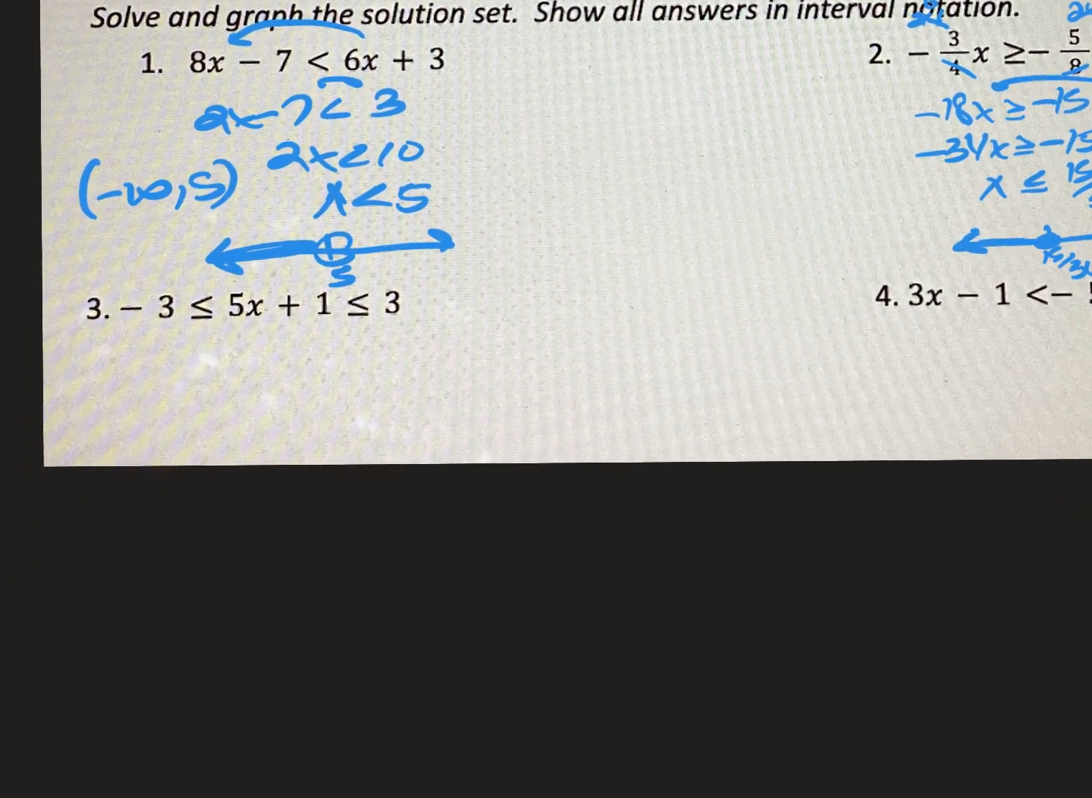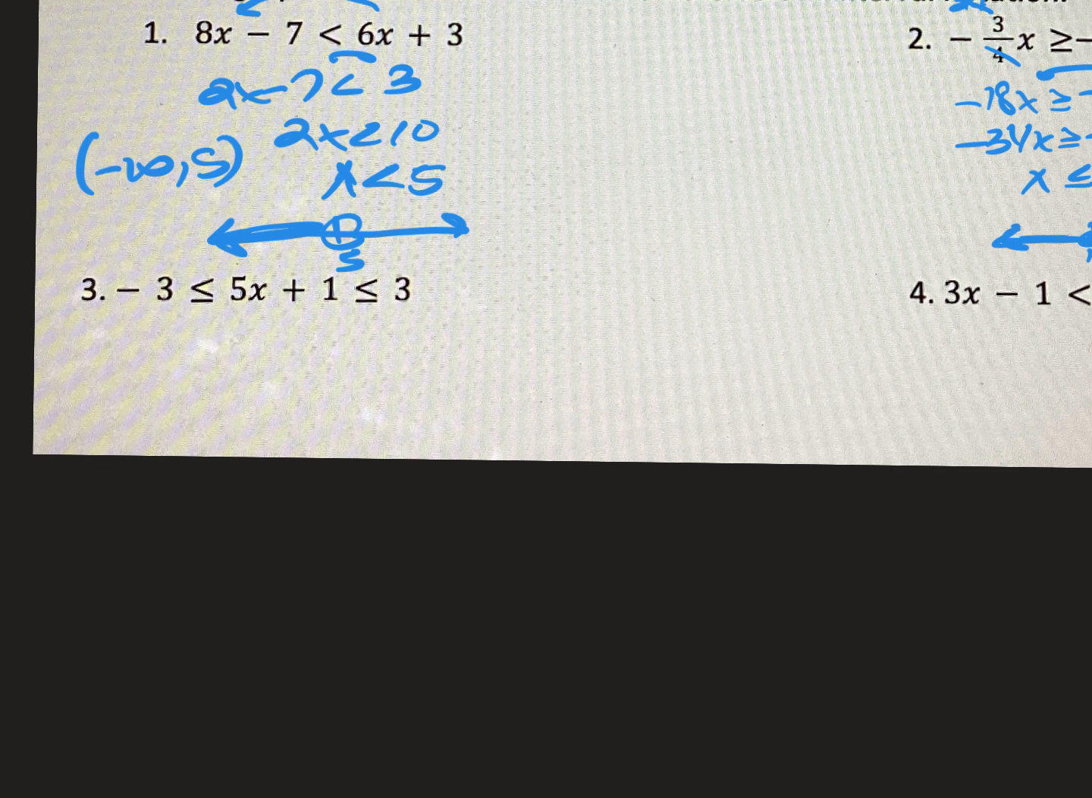Perfect. Number three is a conjunction. Solve all 3 sides at the same time. I'm going to subtract 1 from everywhere. That gives me 5x is less than 2 and greater than negative 4. Divide everything by 5. Gives me 2/5 and negative 4/5.